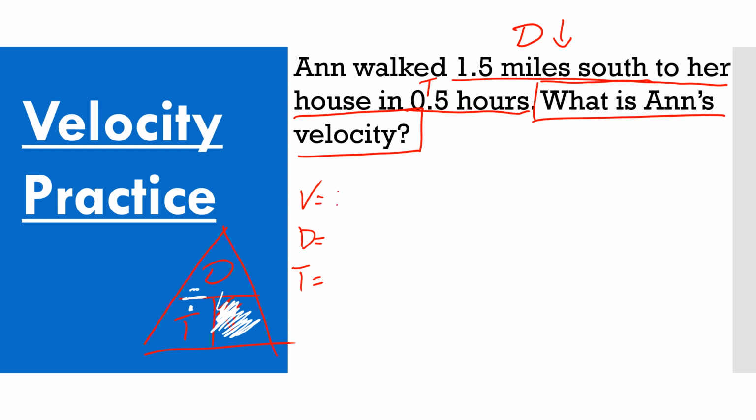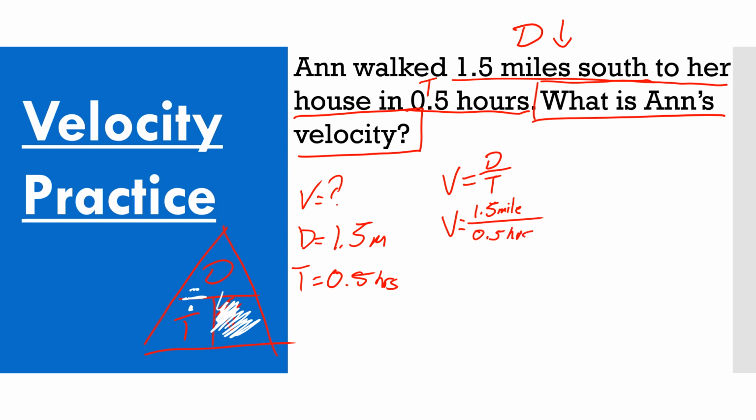And so we don't know what velocity is, so that's our question. Our distance is 1.5 miles, and I'm going to put a little arrow there for south at the moment, or you can put something like that, whatever works for you. I prefer the arrows so you don't accidentally mistake it for seconds or something like that. And our time is 0.5 hours. So we're going to plug this into our formula. Velocity equals distance over time. 1.5 miles over 0.5 hours. And so we're going to end up dividing this.